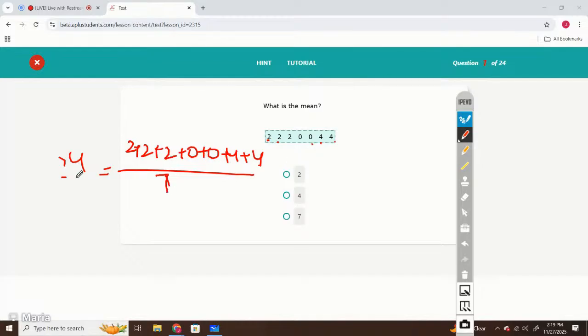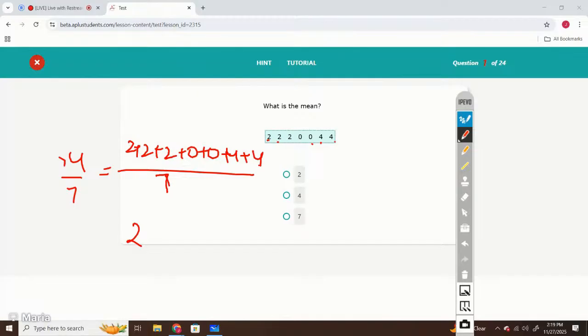So add them all and divide them by the 7. So 14 divided by 7 is 2, because 7 times 2 is 14. So that means the mean of the numbers is 2. Got it? So what is the mean of the given data?